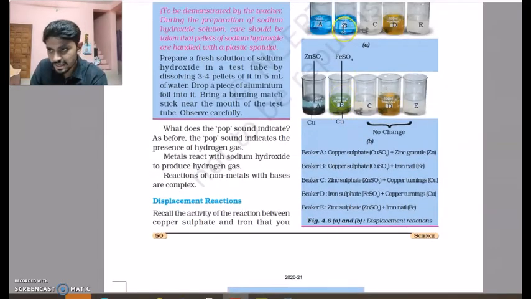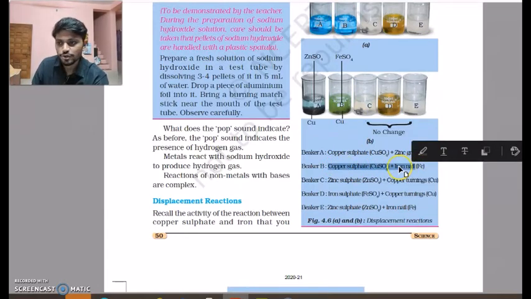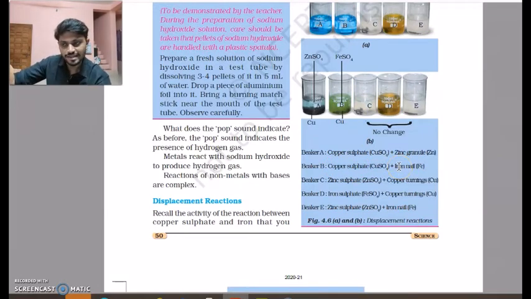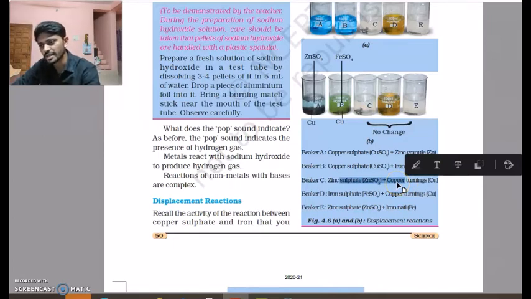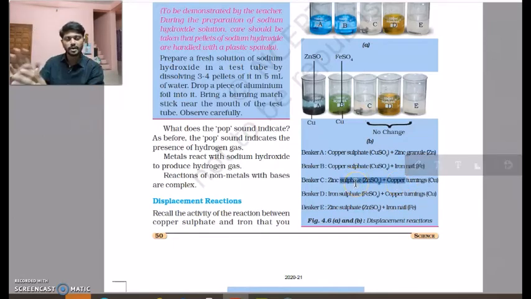We'll observe a similar thing in the second beaker where we added copper sulfate and iron. What happens is iron displaces copper from copper sulfate. So we can say again this is a displacement reaction. Now let's see what happens in the third beaker where we had zinc sulfate and copper. Now we might think again the same thing should happen. The copper here should displace the zinc in the zinc sulfate. So we should get copper sulfate and zinc, but that does not happen.